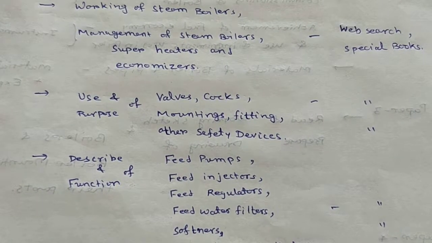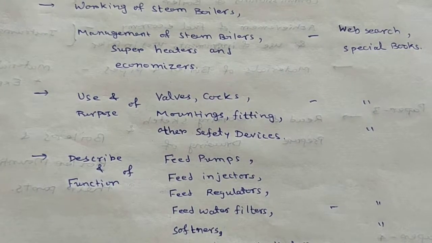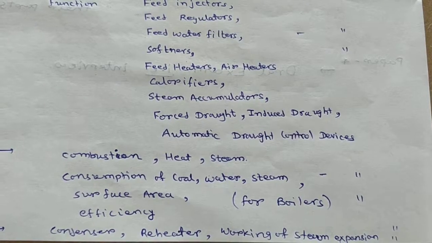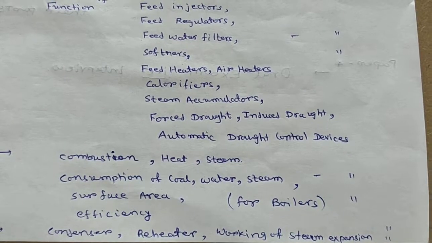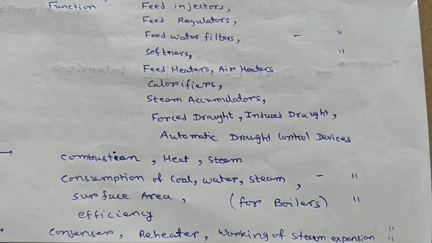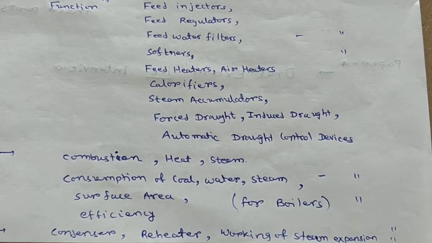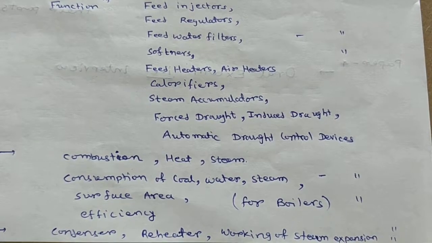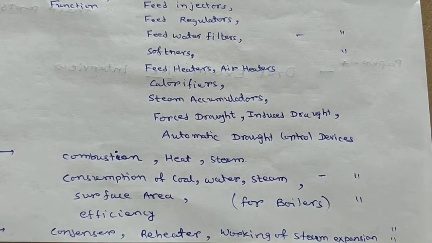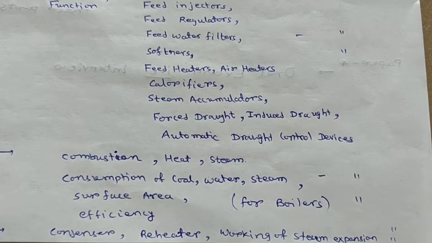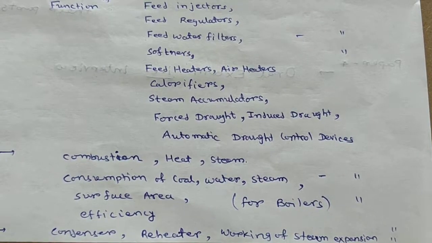The description and function of feed pumps, feed ejectors, feed regulators, feed water filters, softeners, feed water heaters, air heaters, calorifiers, steam accumulators, forced draft, induced draft, automatic draft control devices: all of this you can search on Google, and special materials are available for it. Combustion, heat, steam, consumption of coal, water and steam for a boiler, surface area of a boiler, efficiency of a boiler: for this you just have to search on Google.